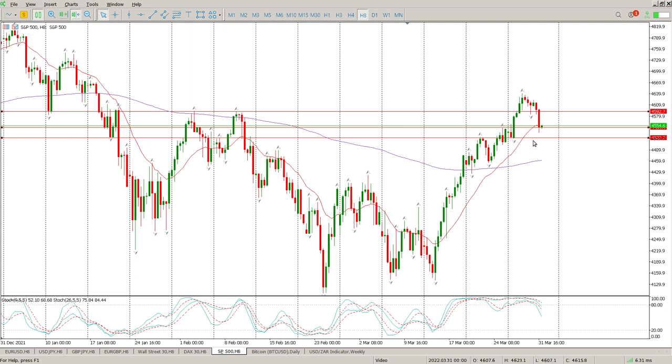Remember, we've got non-farm payrolls today. So in the bigger picture, we are still in an uptrend and just having a bit of a pullback. What I'm looking for is an opportunity to buy into this. And we'll get to the levels now in the lower time frames.